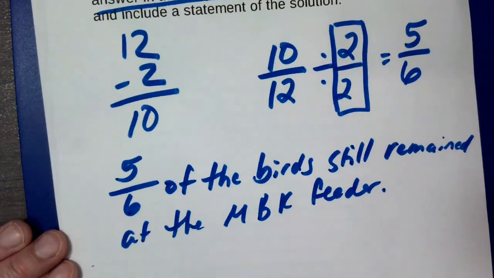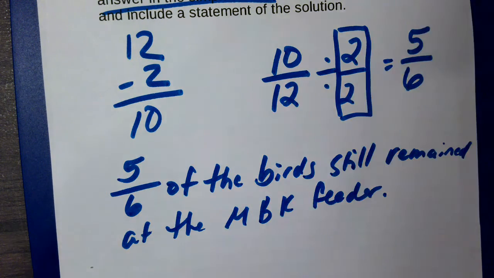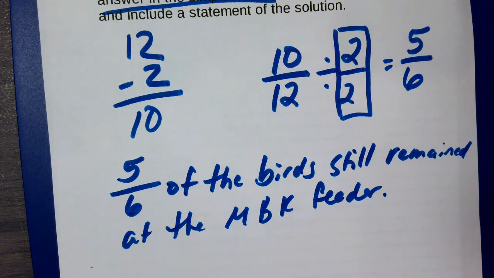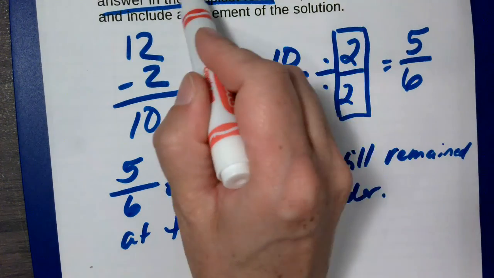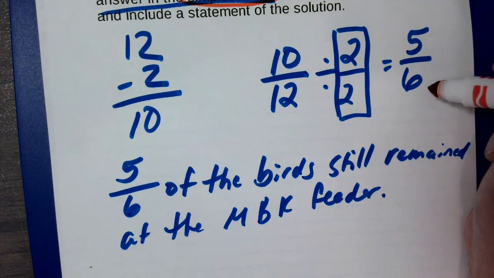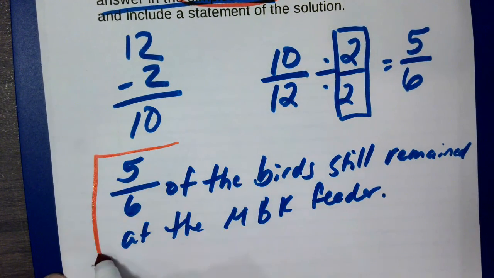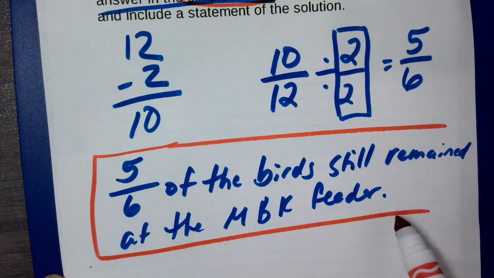So explaining my thinking, I'm going to go ahead and tell you all of the math that I did here. So I took 12 and I subtracted 2. The 12 was how many birds in total. The 2 is how many flew away, giving me the answer of 10. So 10 out of 12 remained, which was this answer. And then I divided by 2 over 2 to get my simplified answer, because it asked for simplest form. So when I divided by 2 over 2, I got 5/6. And then this is my statement of the solution, my answer. Okay, 5/6 of the birds still remained at the MBK feeder.